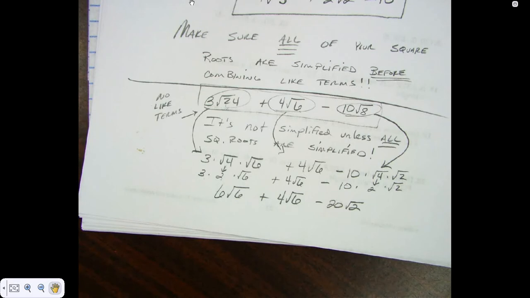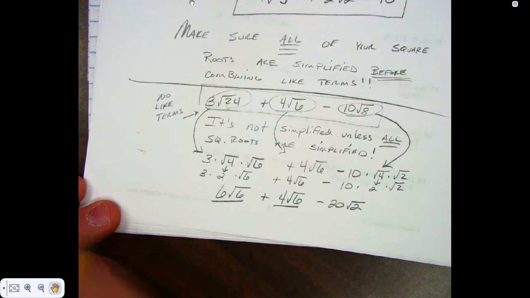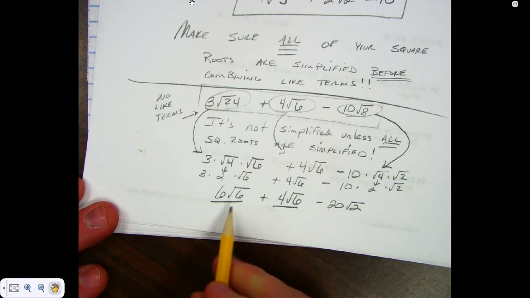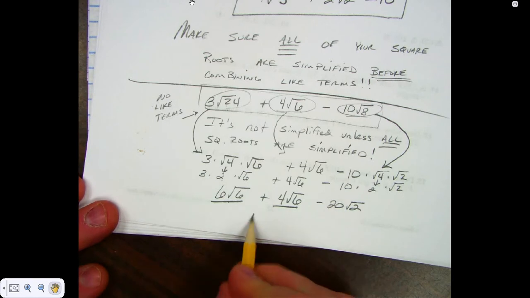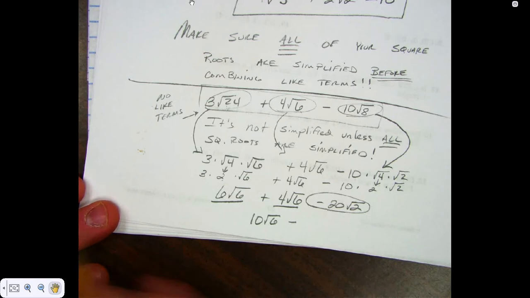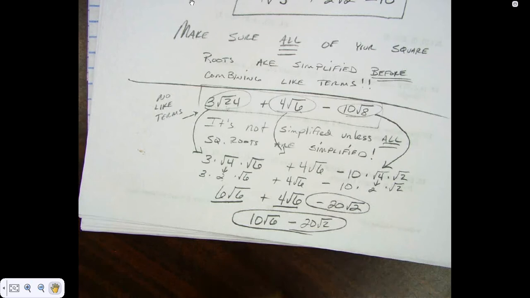So, everybody stop writing, look up here. Am I done? Is this simplified? I've simplified each square root, but now since I simplified it, come in. What do I have? I have some like terms, don't I? I have 6 square roots of 6 and 4 square roots of 6. How many square roots of 6 do I have now? I have 10 square roots of what? 6 minus, however, is this a like term? Because it's square root of 2 instead of square root of 6, so minus 20 what? Square roots of 2. Now you're done. It's not so bad, is it?